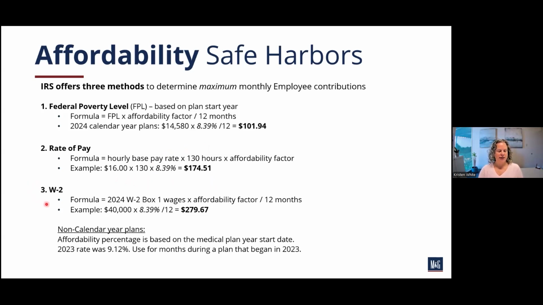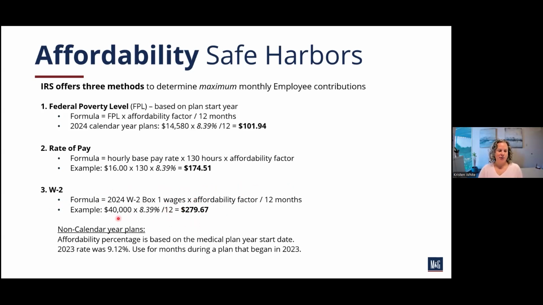The last one here is not as commonly used, W-2. The challenge with this one is you're kind of hoping all year that you meet it. And then at the end of the year, you have to wait until your W-2s are done, because this is looking at the 2024 W-2, the box 1 times our affordability factor, and then get it down to monthly. So you can see the dollar amount.